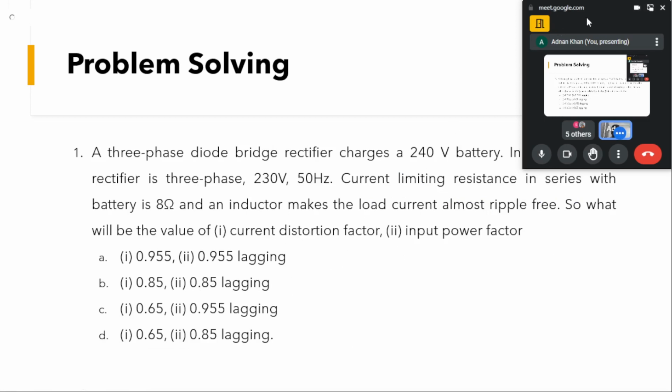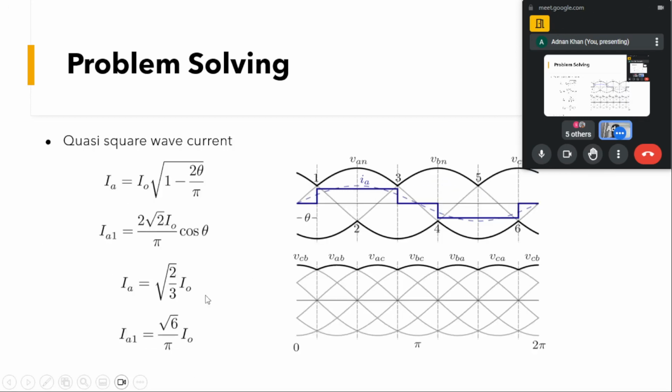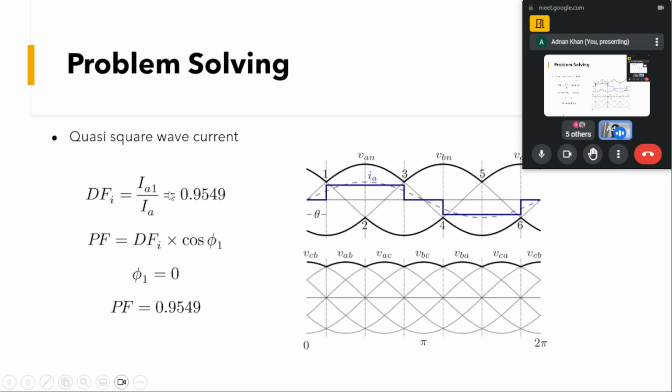As you can see, it is a division, so you can see that these factors will cancel out. What we'll be getting is this factor will be equal to this part. So our displacement factor is 0.95. Now coming to the power factor, we know that power factor will be displacement factor into cos phi 1.